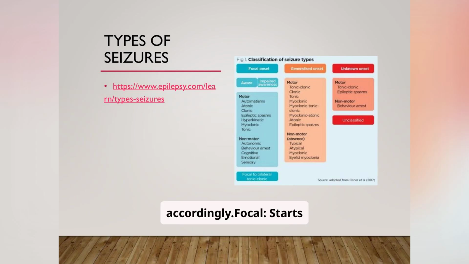Focal seizures start in one part of the brain. Generalized seizures involve both hemispheres. When the cause isn't clear, the origin is unknown. Subtypes include motor, such as jerking, and non-motor, such as staring and confusion.